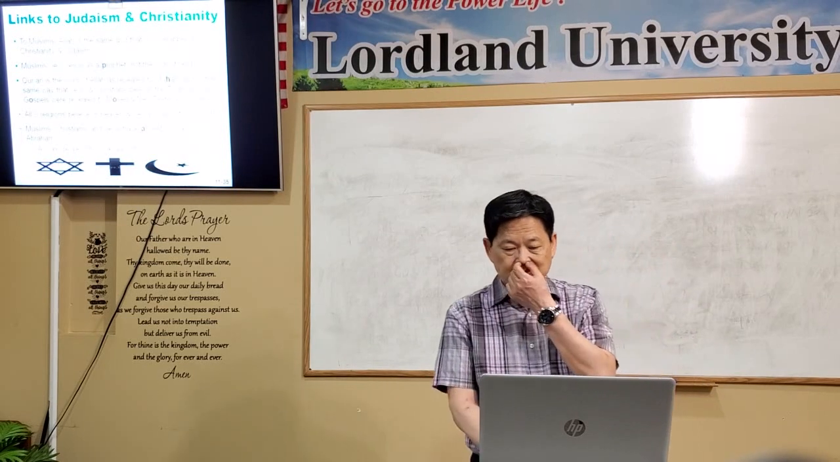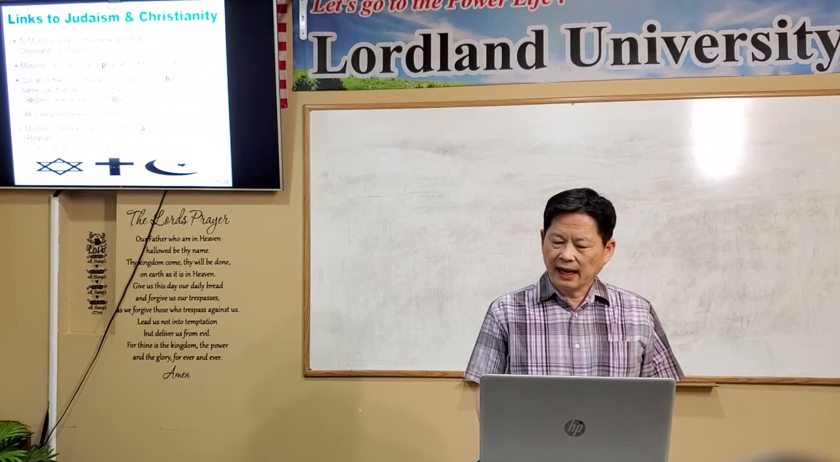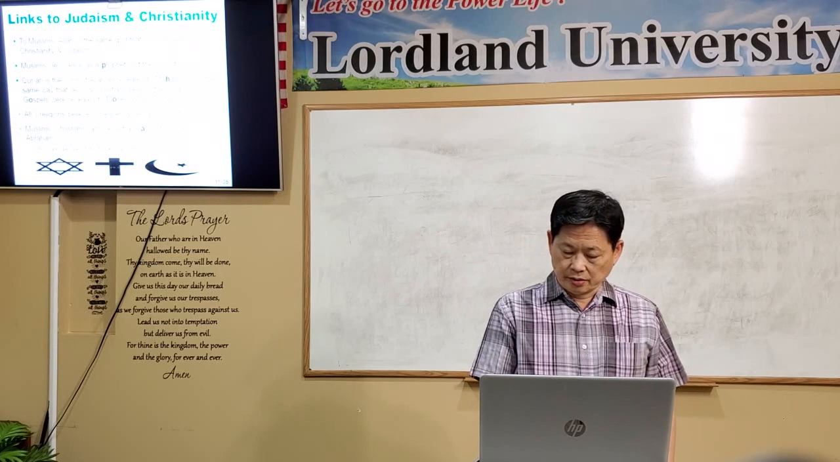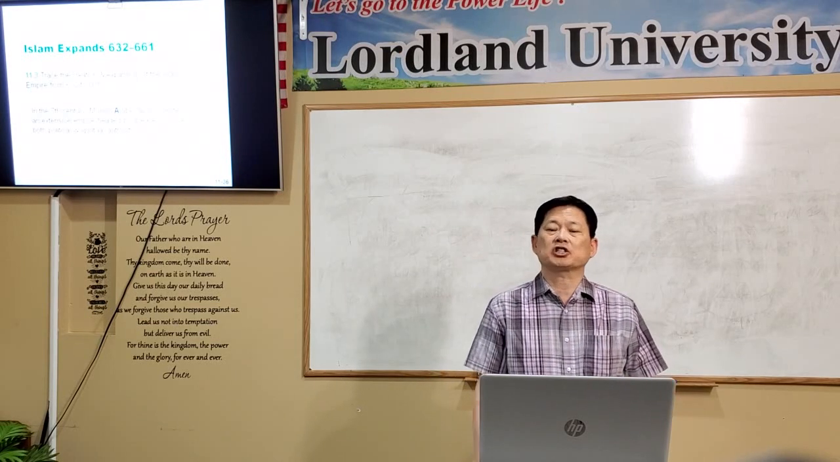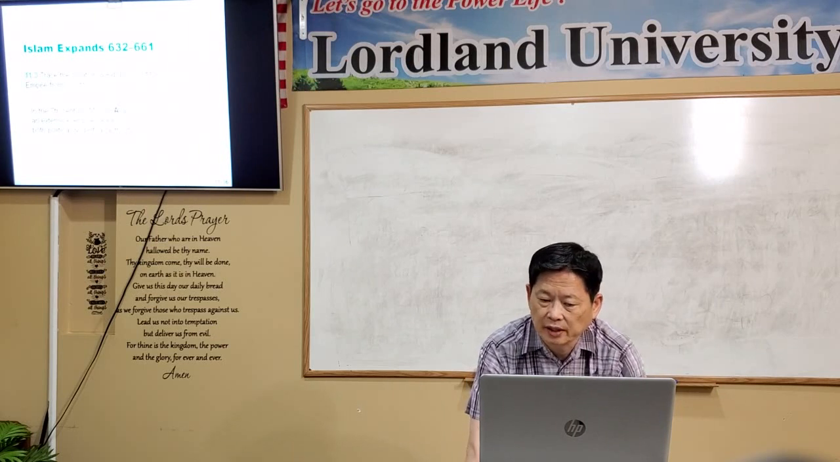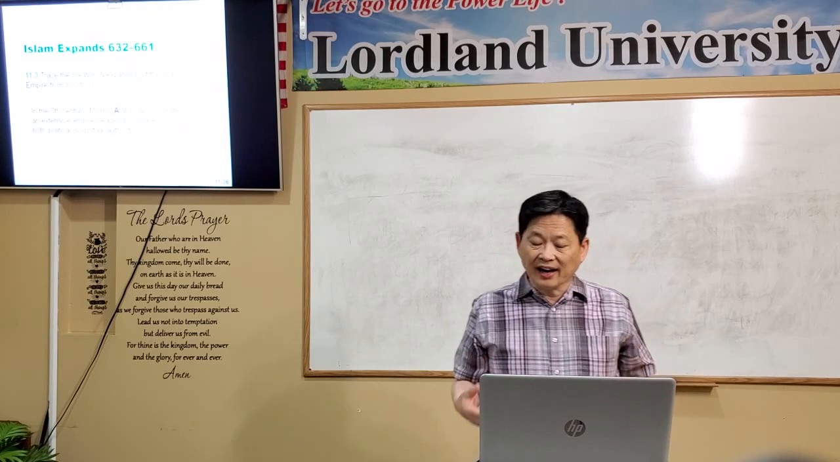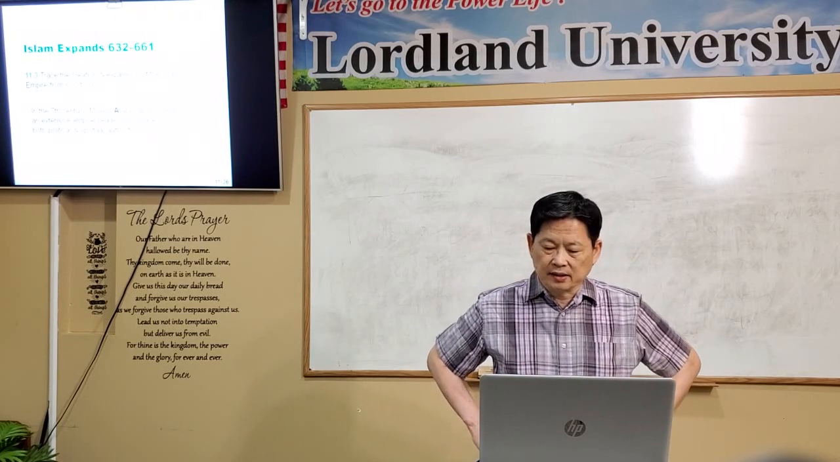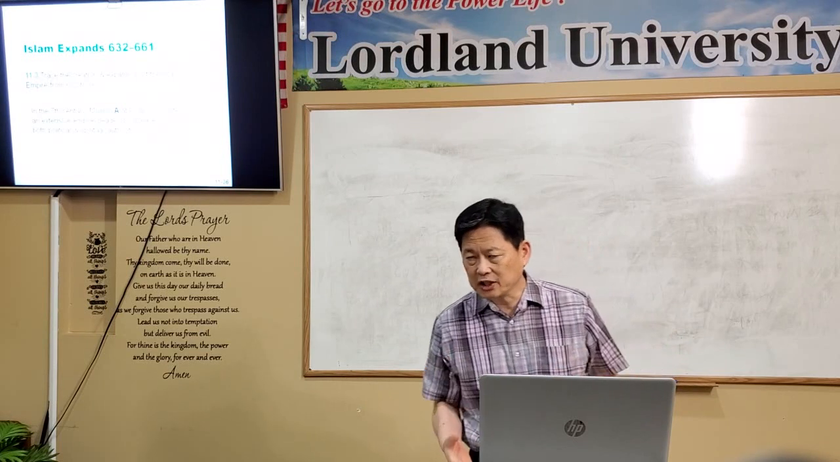Below are the symbols of Judaism, Christianity, and Islam. Okay. Module 3, Islam expands from 632 to 661. In the 7th century, Muslim Arabs rapidly created an extensive empire headed by a leader who held both political power and spiritual power.